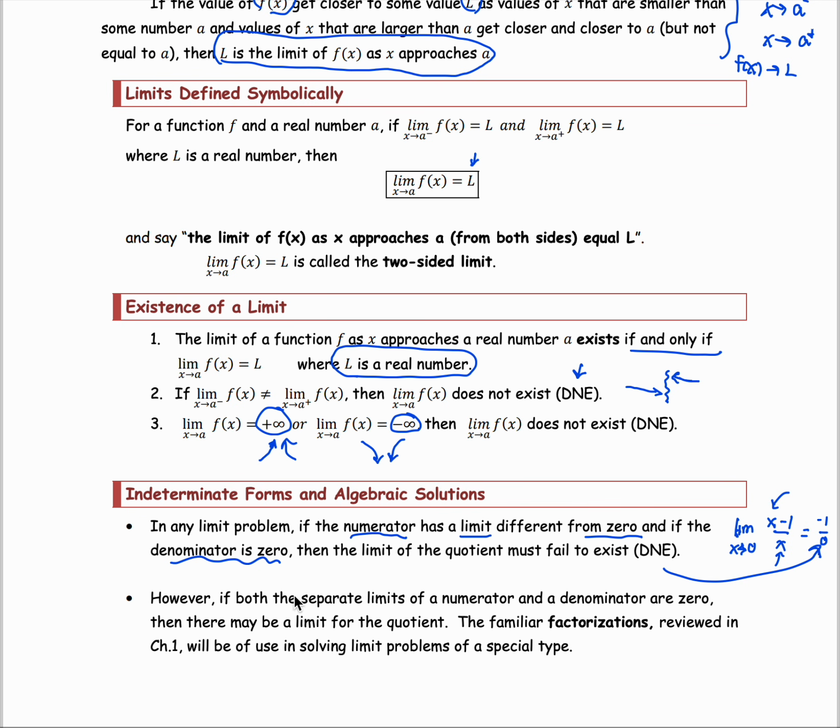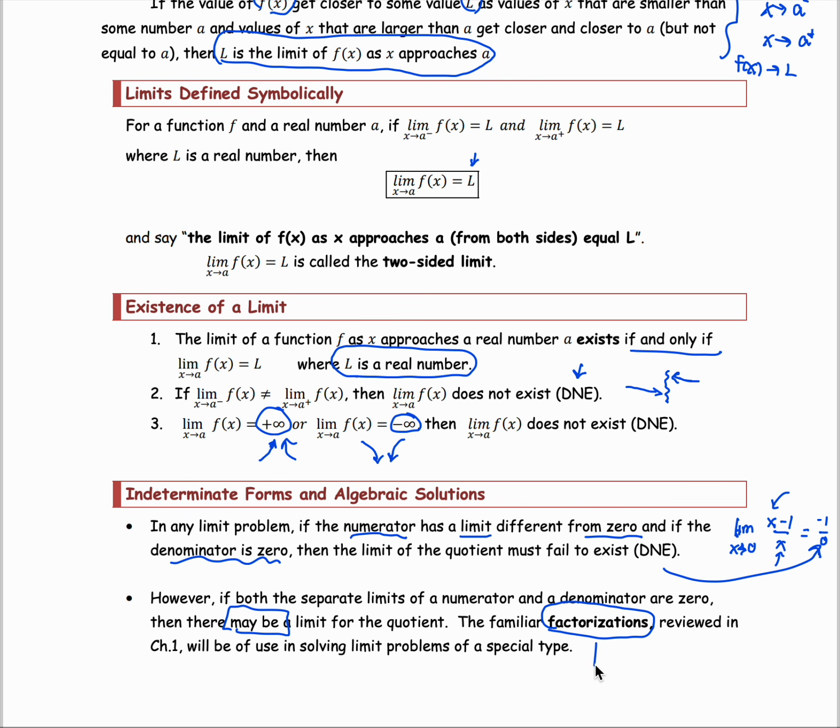The next case, however: if both the separate limits of the numerator and denominator are 0, then there may be a limit for the quotient, maybe, so we have to use another strategy to find the limit. So this is where the factoring skill that you looked at in previous math courses, for example in college algebra, comes in. You're going to use that skill to simplify the expression and then attempt to do the limit again.